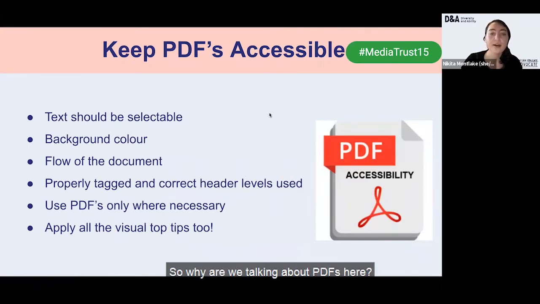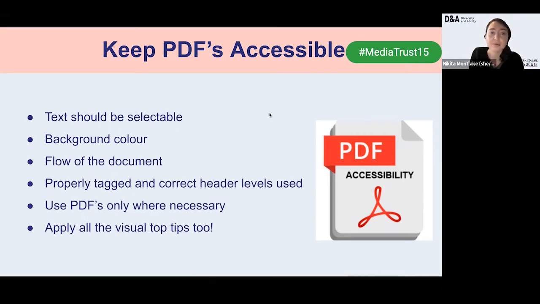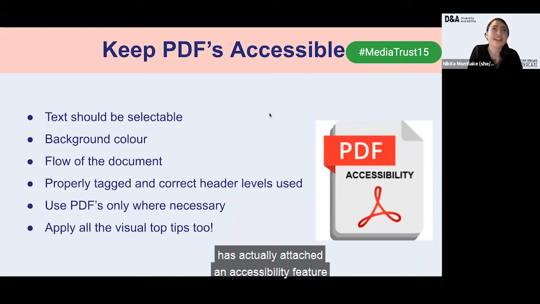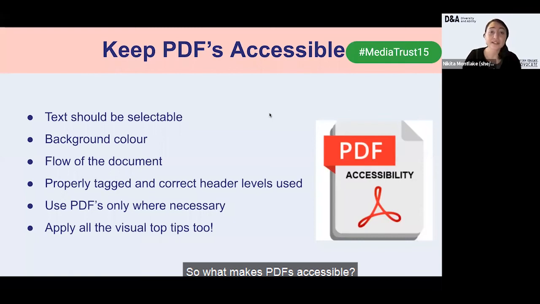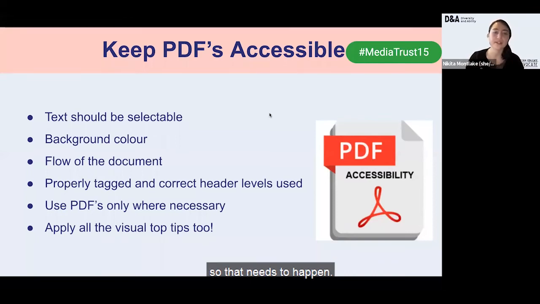PDFs. So why are we talking about PDFs here? So keep PDFs accessible. PDFs are notoriously inaccessible, so much so that Adobe PDF software has actually attached an accessibility feature to the software, which we would really recommend using. So what makes PDFs accessible? If we're going to keep them accessible, we need to make sure that the text is selectable so that people can either pull the text out if they need to move it into a more accessible document, or highlight it. Certain screen readers need to highlight the text to be able to read it out. So that needs to happen.